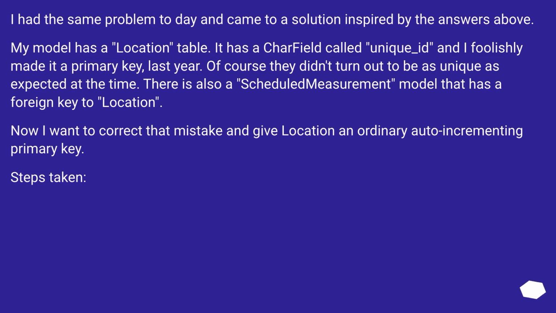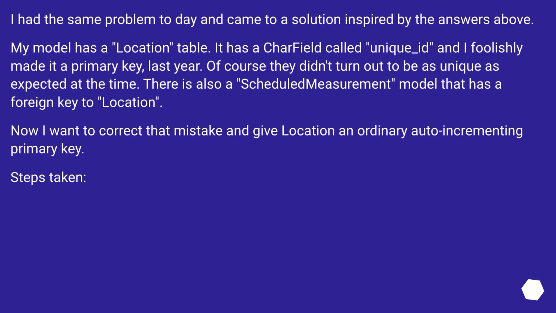I had the same problem today and came to a solution inspired by the answers above. My model has a Location table. It has a char field called unique_id. And I foolishly made it a primary key, last year. Of course they didn't turn out to be as unique as expected at the time. There is also a ScheduledMeasurement model that has a foreign key to Location. Now I want to correct that mistake and give Location an ordinary auto-incrementing primary key.